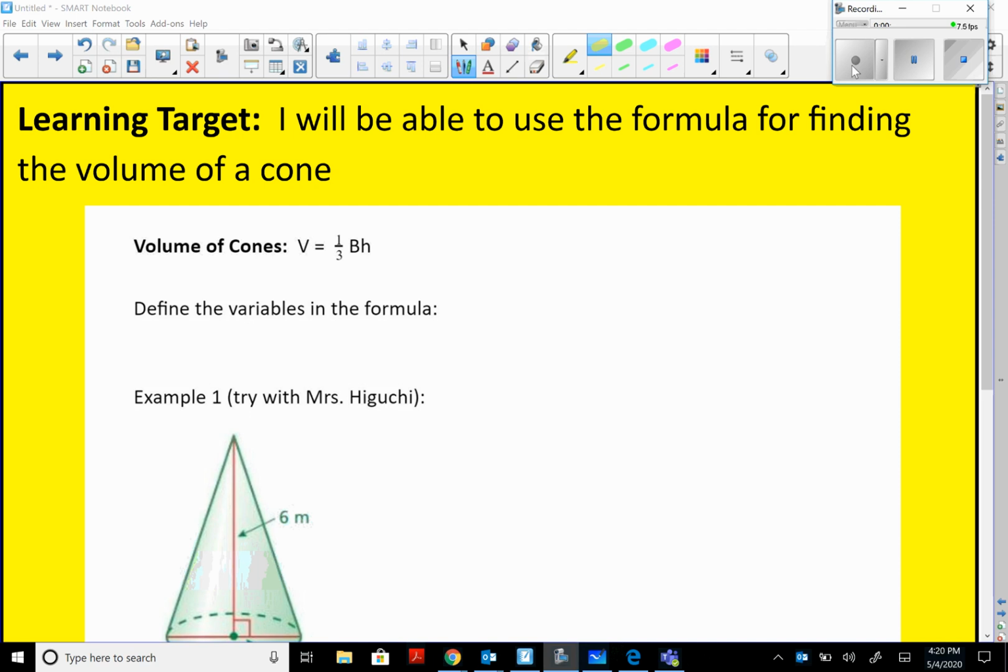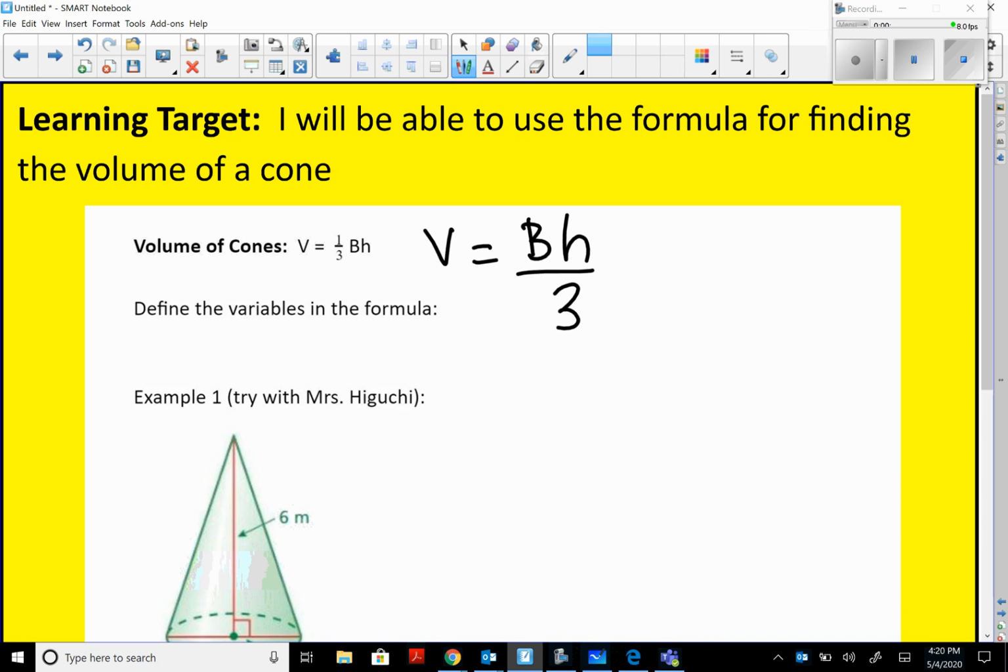So it can actually be written two different ways. The first way is 1/3 times B, and notice again it's a capital B, times H. It can also be written, because remember that multiplying by 1/3 is the same thing as dividing by 3. So you could also write it as V equals capital B times H divided by 3.